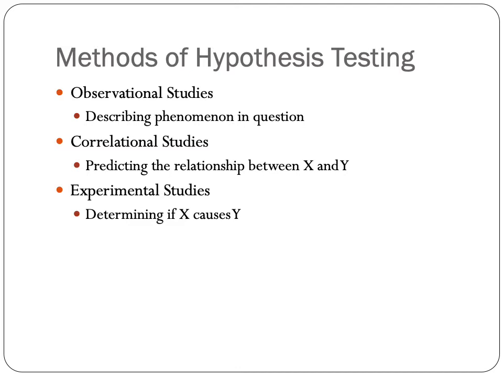And then the strongest of all of these studies are experimental studies, and this determines if X actually causes Y to happen. And that's a huge distinction between correlational studies and experimental studies. X and Y might be related to each other based on some other factor or some other variable, right?